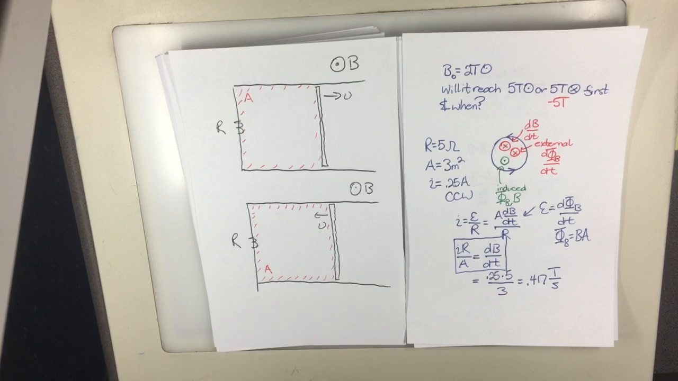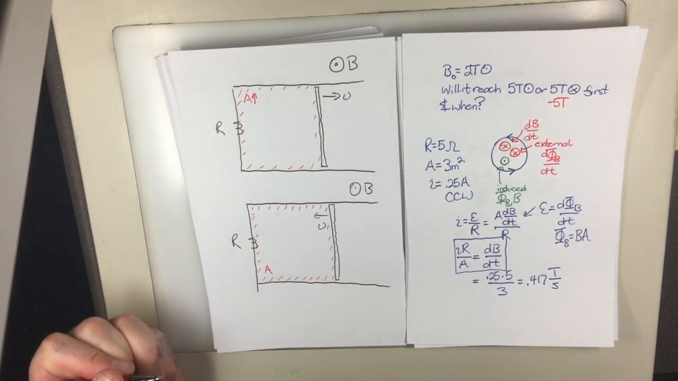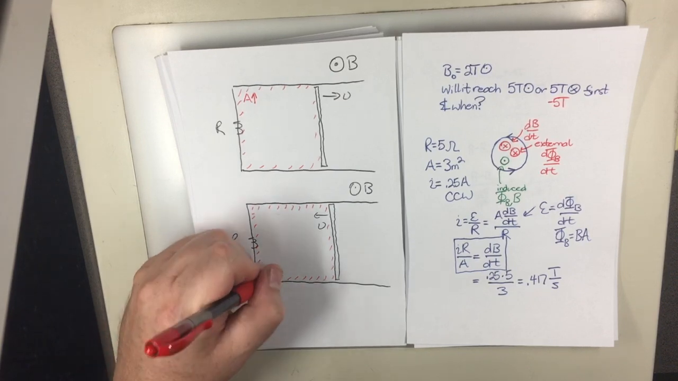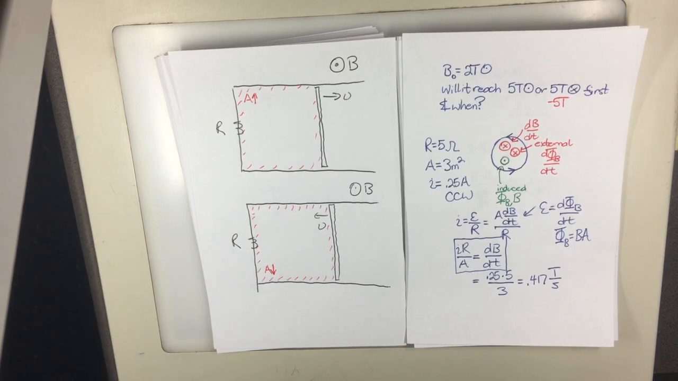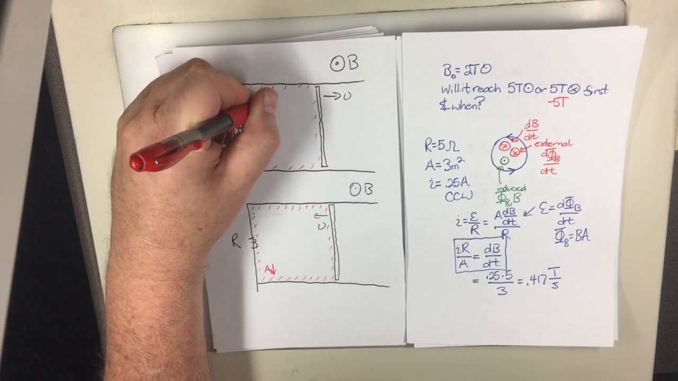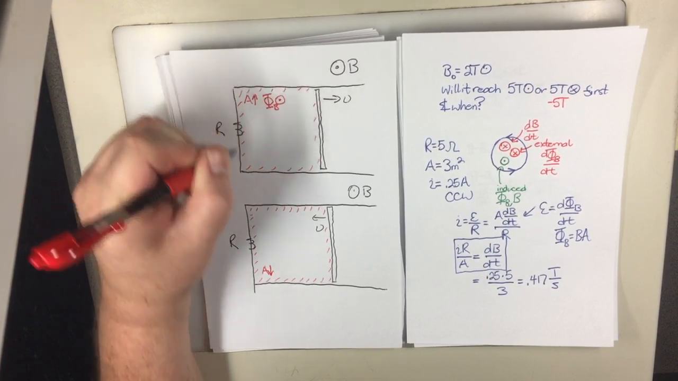So let's first talk about areas of these circuits. If the bar is heading to the right, that shaded region, is it getting bigger or smaller? Bigger. So the area is increasing. For the bar headed to the left, is that area increasing or decreasing? It's decreasing. So in this particular case, the magnetic flux is always parallel with the B field.